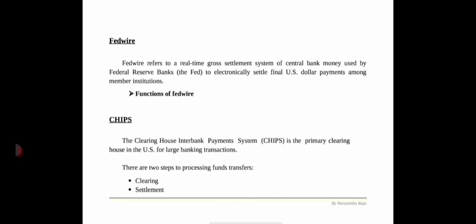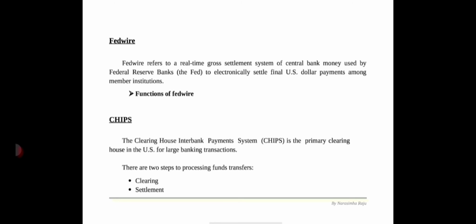Here Fedwire refers to a real-time cross-settlement system of central bank money used by Federal Reserve Banks to electronically settle final US dollar payments among member institutions. The system processes trillions of dollars daily and includes an overdraft system that covers participants with existing and approved accounts. Along with Fedwire, the Fed operates two other payment systems, that is the Fedwire Security Service and the National Settlement Service.